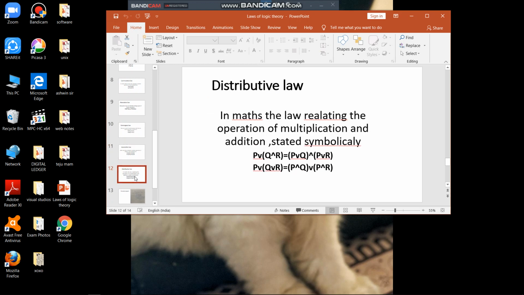And next is the distributive law. In maths, the law relating the operations of multiplication and addition, stated symbolically, where P or (Q and R) is equal to (P or Q) and (P or R). Therefore, P and (Q or R) is equivalent to (P and Q) or (P and R).